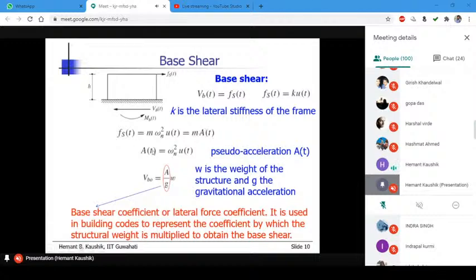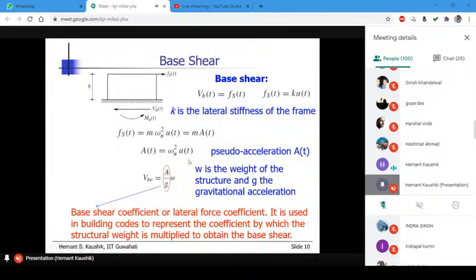So this a(t) is basically omega n square times u(t). This is called pseudo acceleration. It is not the real acceleration, but a derived acceleration from u(t), and u(t) is nothing but SD, the spectral displacement. That is how, instead of using spectral acceleration, we can very easily use this approximated quantity, which is pseudo spectral acceleration.